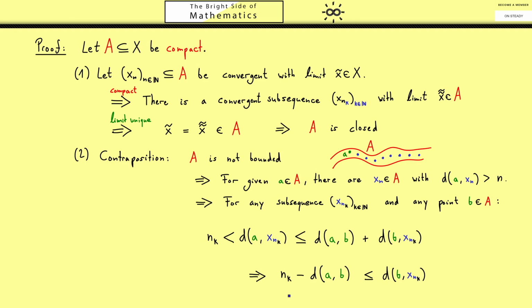However, seeing the n_k here, you know you can make the left hand side as large as you want. Hence our conclusion is, no matter which point b you choose, if you send k to infinity, this will never go to 0. So there can't be any limit point for the subsequence. If you fix a point b here, you will always run away from it. And therefore, A is not compact, because we found a sequence which does not own any convergent subsequence. And by contraposition, we finished our proof. A compact set is always bounded.